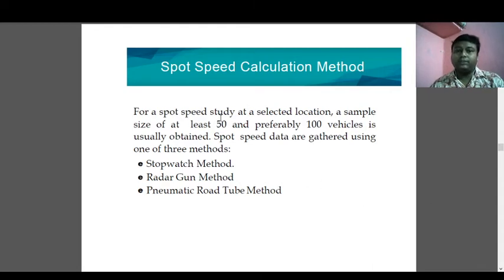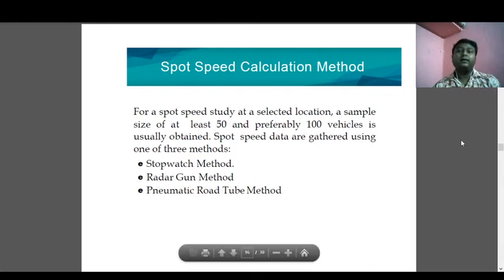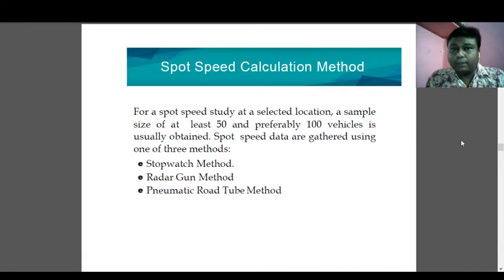For a spot speed study at a selected location, a sample size of at least 50 and preferably 100 vehicles is usually obtained. Spot speed data are gathered using one of these methods: the stopwatch method, the radar gun method, and the pneumatic road tube method. Among these, the radar gun is the predominant method commonly used for any type of speed calculation.